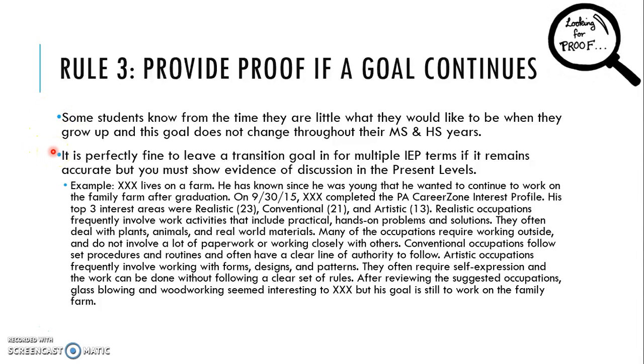What we need to do is make sure we have shown evidence of discussion in the present level so that we have presented them opportunity every single year to review, look at other options, see how it aligns with their interests. And if they still want to go do that, great, go work on the family farm. That's what this example tells you. Just make sure we're documenting it.